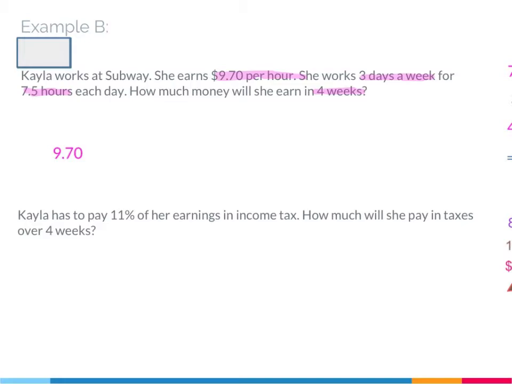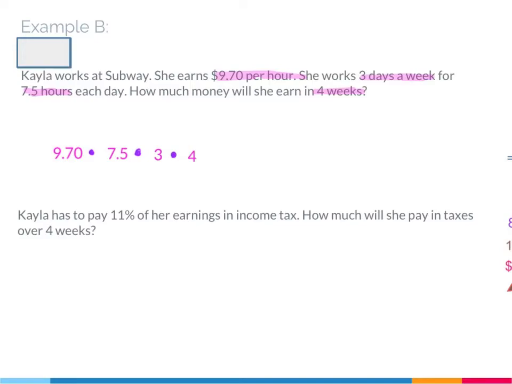And since the problem told me that she works for 7.5 hours, I can just take my 9.70 and multiply it times that 7.5 hours. And when I do that, then I'll be able to figure out how much she makes in 1 day. But she doesn't only work 1 day a week. According to the problem, she also works 3 days a week. So I'm going to take the amount of money that she makes in 1 day and multiply that by 3, because then that'll tell me how much money she makes in 1 week. But she doesn't just work 1 week. We have to figure out how much she makes in 4 weeks. So we're going to take our answer there and we're going to be multiplying it by 4, because that's the number of weeks that she works.